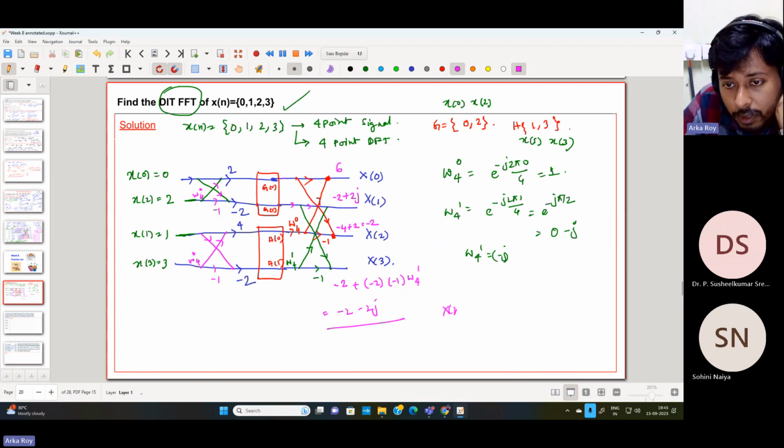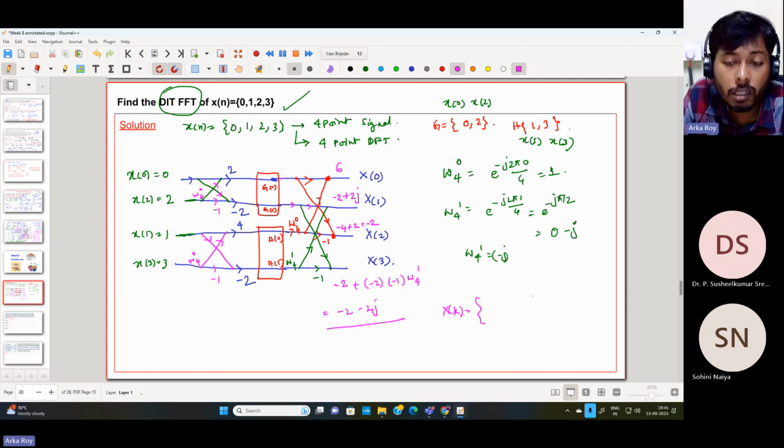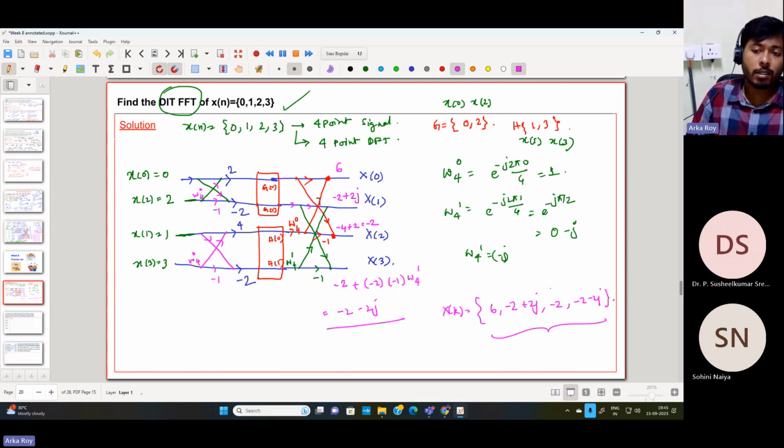So your DFT using this particular DIT-FFT method, your output will be 6, -2 + 2j, -2, and -2 - 2j. And obviously it will have the complex representation because you are doing DFT, it has a complex exponential basis function, it will be e^(-jθ). So obviously e^(-jθ) will give you the rectangular form of representation like -2 + 2j and -2 - 2j.